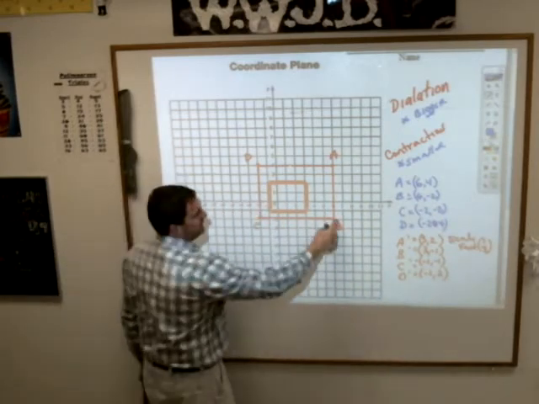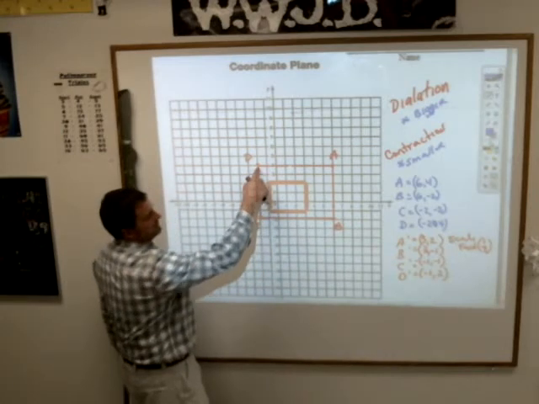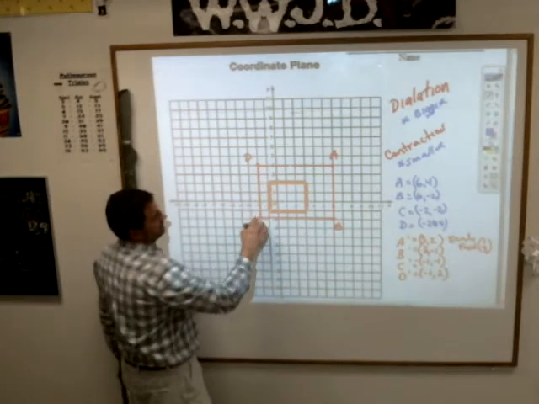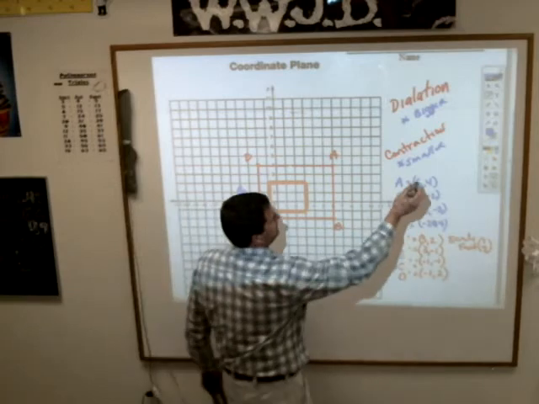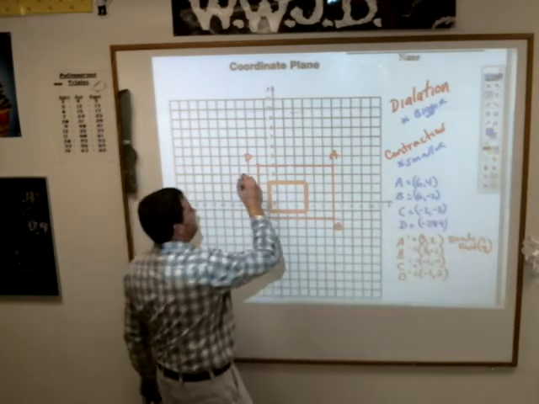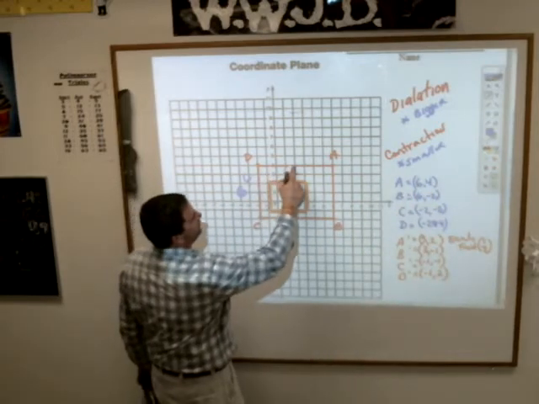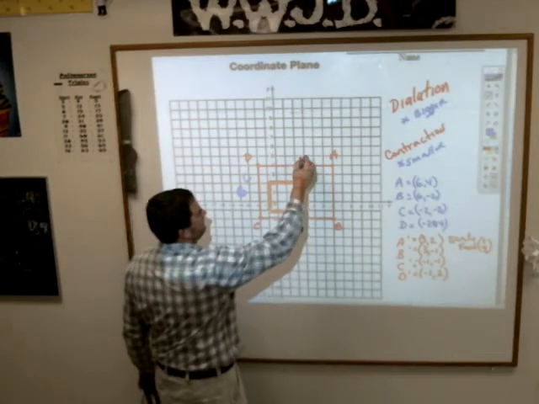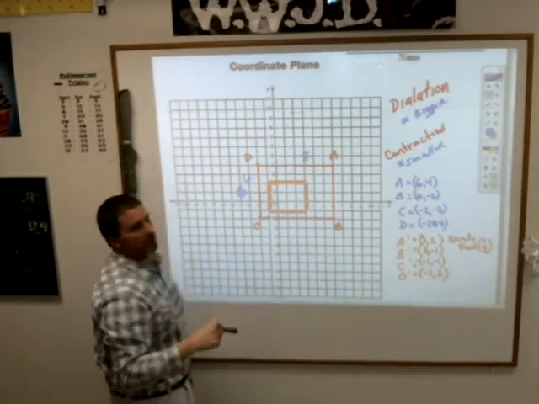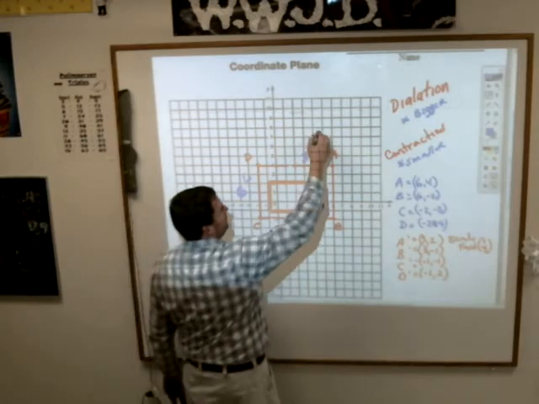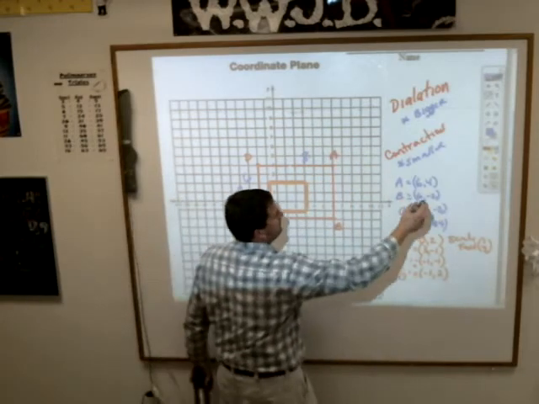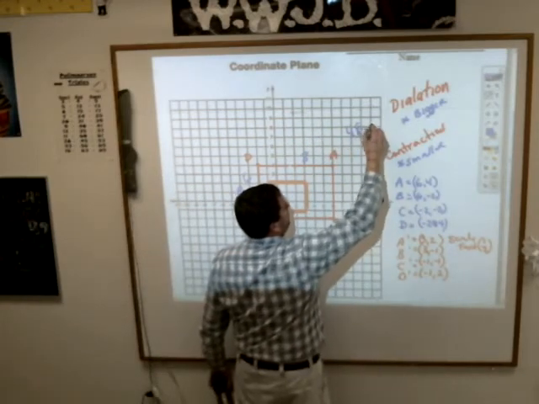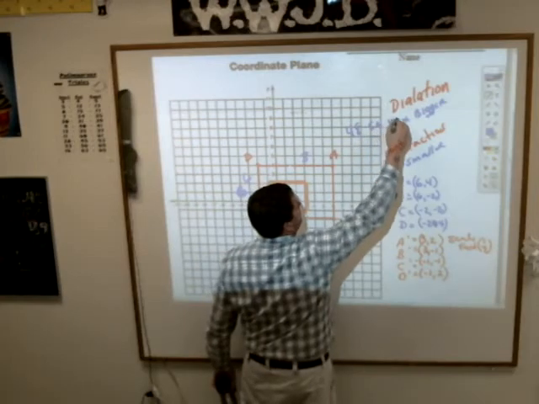What's the area of the big rectangle? Let's count the sides. How many spaces is this? 1, 2, 3, 4, 5, 6. This is a 6 by 1, 2, 3, 4, 5, 6, 7, 8. This is a 6 by 8 rectangle, which means the big rectangle's area is 48 square units.